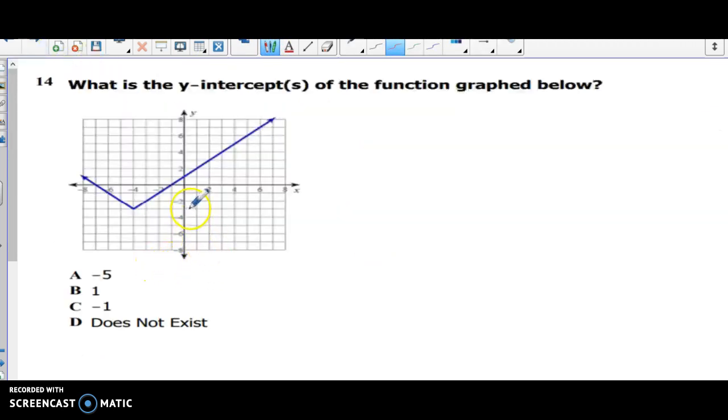What's the y-intercepts of the function here? It's going to cross at +1, so my y-intercept is +1.